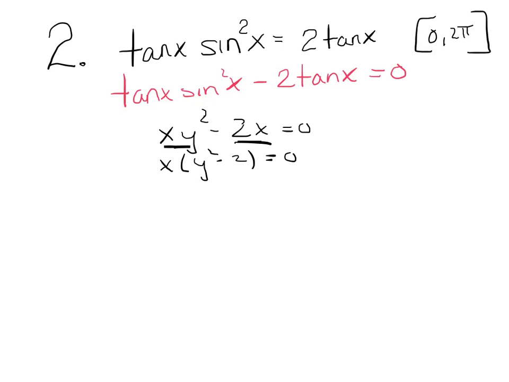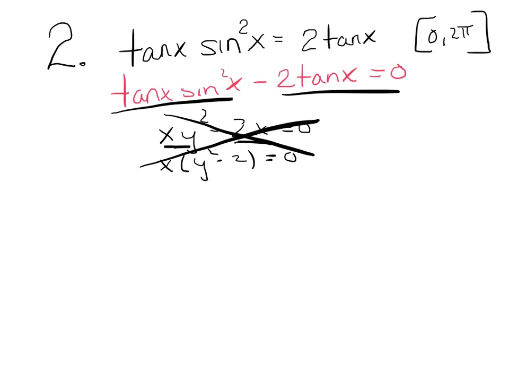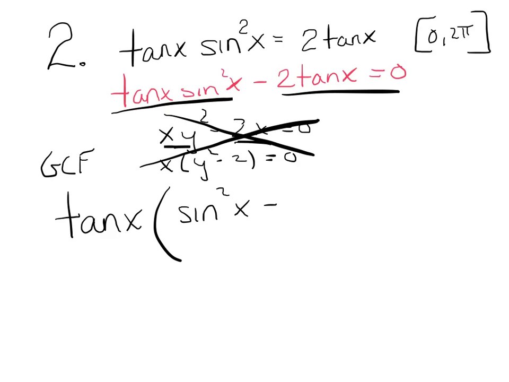And in fact, that's what we want to do in this case. But instead of x's and y's, you basically just have tan and sine. So what does this side and this side have in common? Well, they both have the function tan x. So pull it out as a GCF. When you pull it out, remember you're dividing it out, you're left with sine squared x minus 2 equals 0. And again, all I did was pull out a nice GCF.